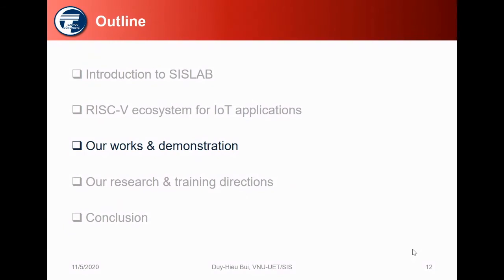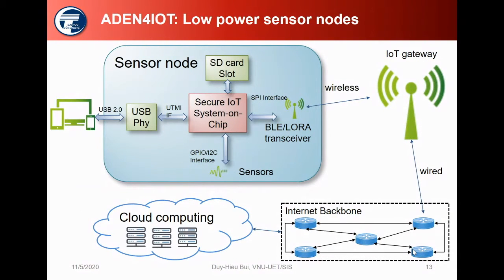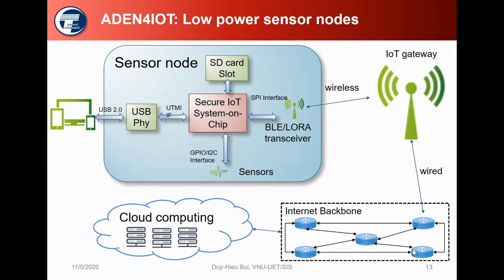And based on this open source, we build our work and we have some demonstrations recently. So the first project that we use the open source technology is the project so-called the ADEN for IoT, which is ultra low power sensor nodes. This slide demonstrates one of our works using the Pumpino platform. So it's a sensor node which contains an IoT system on chip, interfaced with USB, with sensor through GPIO or I2C interface, interfaced with Bluetooth low energy and LoRa transceiver, and the SD card, and it can transmit the LoRa packet or Bluetooth low energy packet to an IoT gateway, and the gateway will send the data through the wide area network, through the internet, and to the cloud computing.